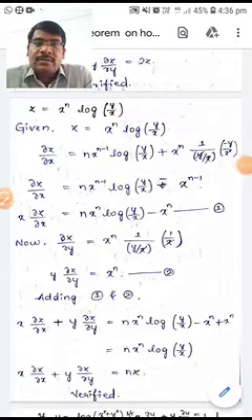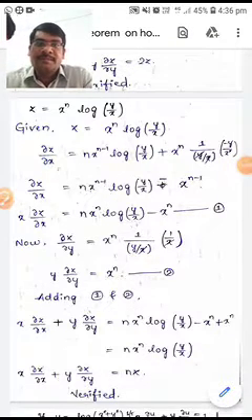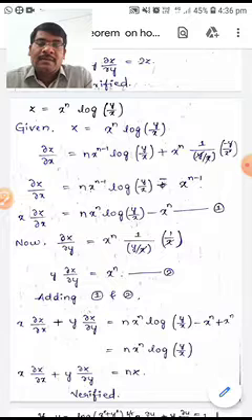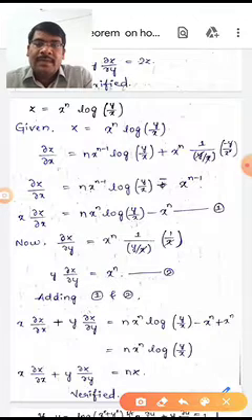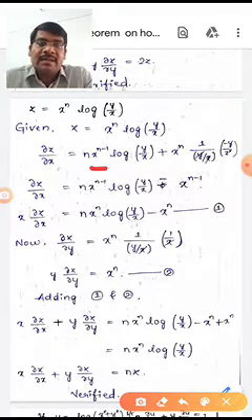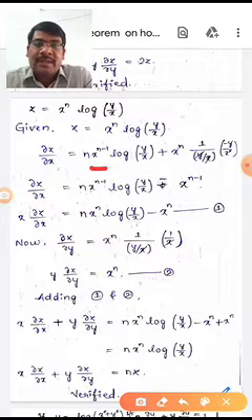Now z is equal to x^n log(y/x). Differentiate partially with respect to x: ∂z/∂x is equal to n x^(n-1) log(y/x) plus x^n into 1/(y/x) into (-y/x²). This is in the form of u into v, so we apply the uv method while differentiating partially with respect to x.